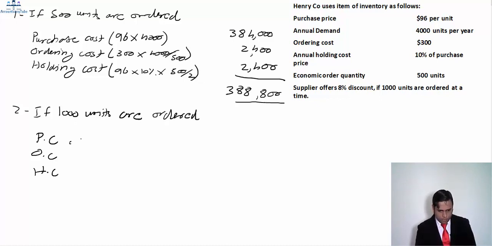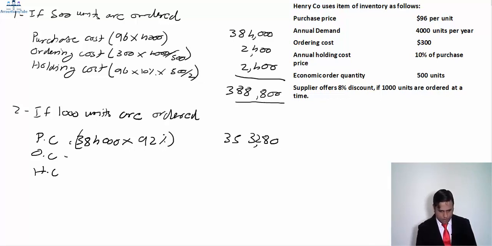We have already computed the purchase cost of 4,000 units, that is 384,000 in the above figure. Now we need to incorporate the effect of the discount. We are being given a discount of 8%, which means we need to take 92% of this total cost. It becomes 353,280.